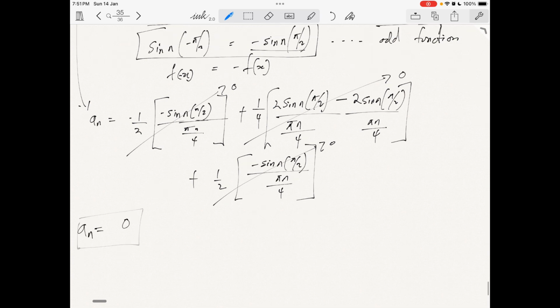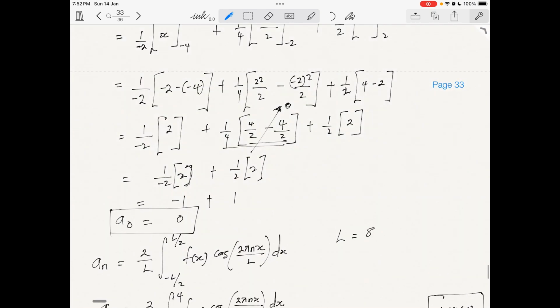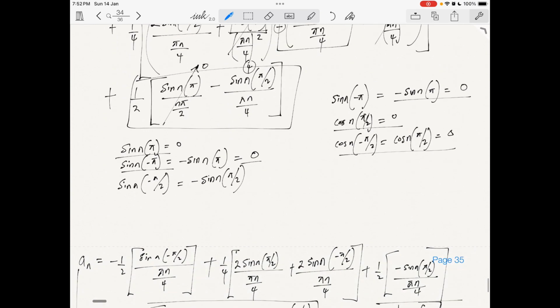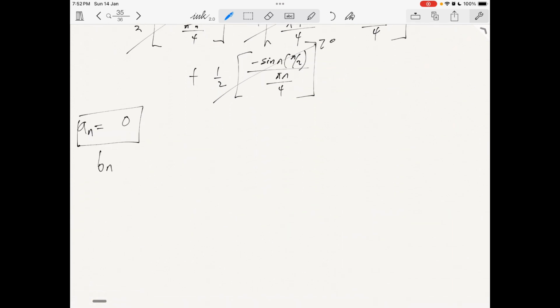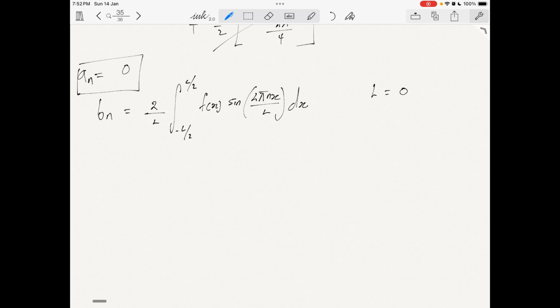Now we can go back to where we calculated a naught. We can recall that a naught is 0, and we also calculated an to give us 0. So the next thing on our agenda is to evaluate bn, and from the formula we have bn to be 2 over l integral of minus l over 2 to plus l over 2 of f of x sine 2 pi nx over l dx. Now recall that l is equal to 8.